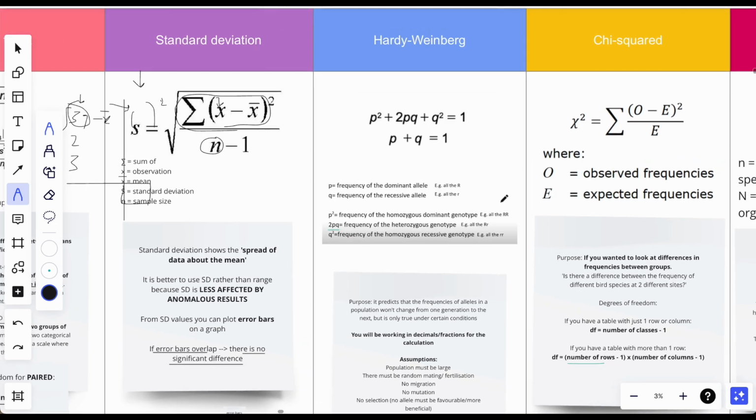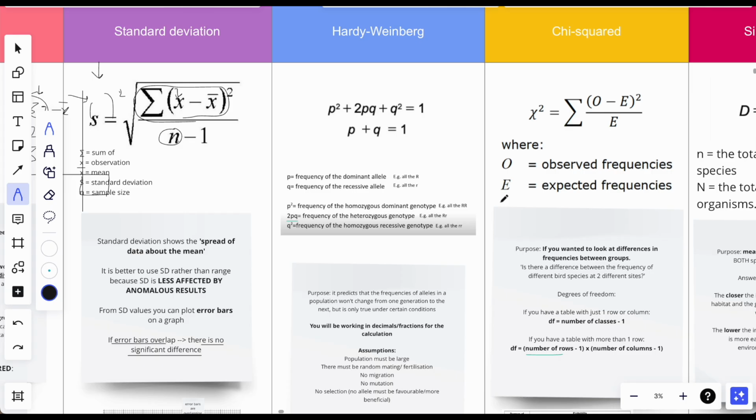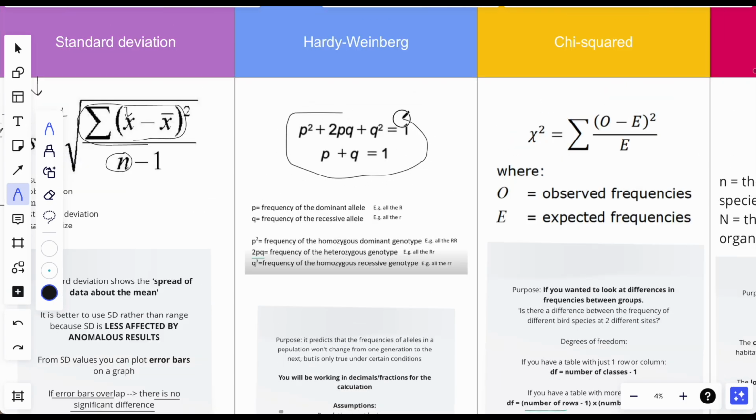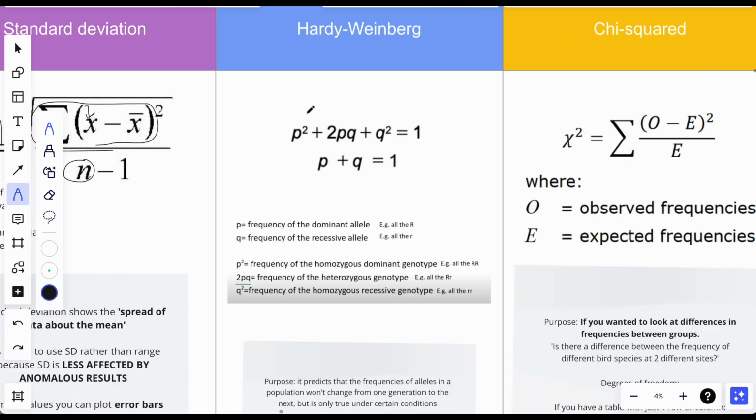Now, Hardy-Weinberg. It's in patterns of inheritance. And essentially, we have these two formulas. You're going to be given them, really. And it's really important that you know before the exam what each letter represents. So P is the frequency of the dominant allele, Q is the frequency of the recessive allele, P squared is the homozygous dominant, 2PQ. Please just remember this value, yeah? 2PQ and what it represents.